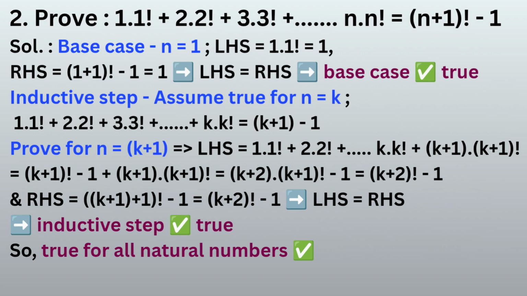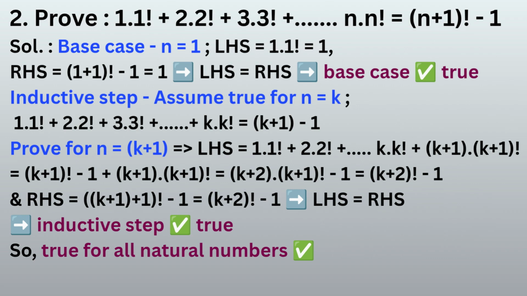Now we prove a very nice factorial identity. Sum of r times factorial r from 1 to n equals n plus 1 factorial minus 1. Try to see the pattern first, then we will prove it. So base case, n equal to 1: LHS is equal to 1, RHS is equal to factorial 2 minus 1, which is equal to 1. So the base case is true.